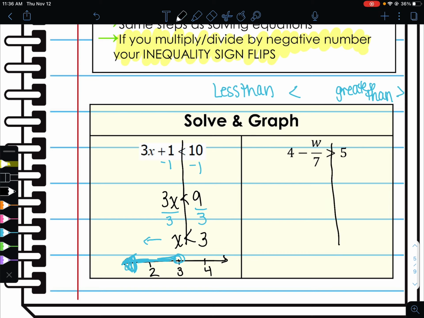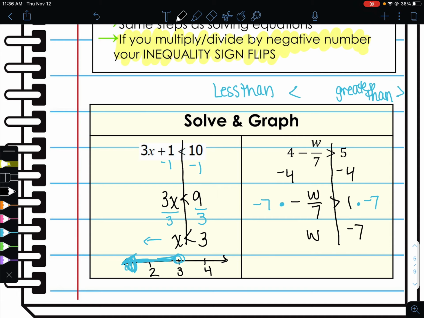For the second one, we are going to first subtract 4 on both sides. And then I'm going to bring down the W over 7. Make sure to bring down that negative sign with it. And then from there, I'm going to multiply both sides by negative 7. That way it takes care of the denominator and it takes care of the negative that's out front. So that would be W and negative 7.